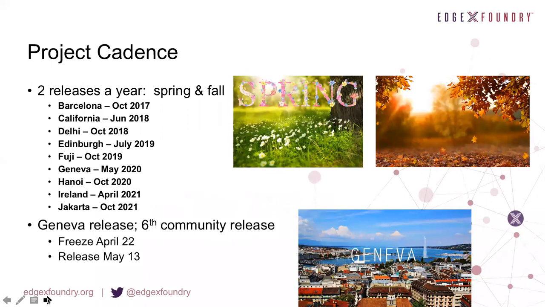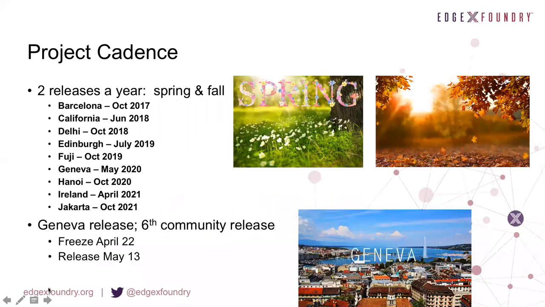How is the project going? What is our cadence? We release twice a year. We release in the spring and we release in the fall. And we are right now in the midst of our 6th community release. We codename Geneva. We just went into freeze and we're about ready to release this on May 13th if everything goes well through the freeze period.